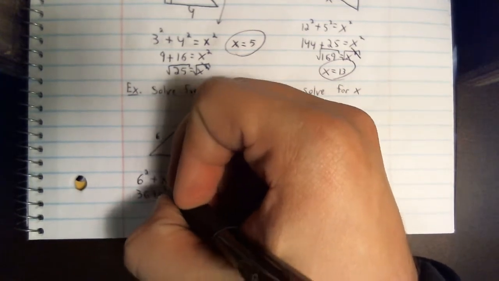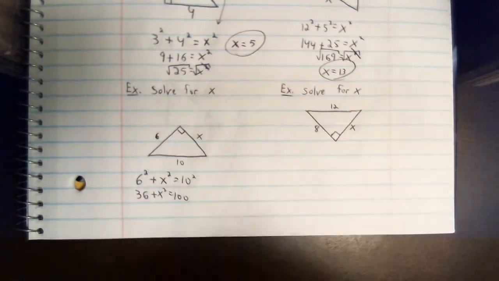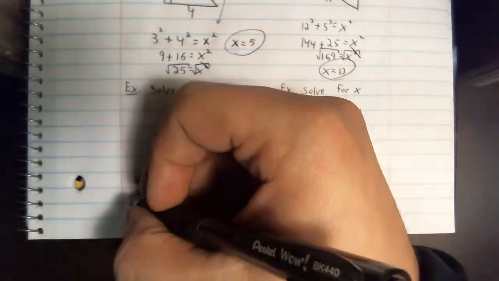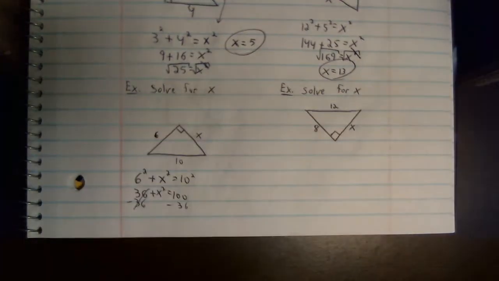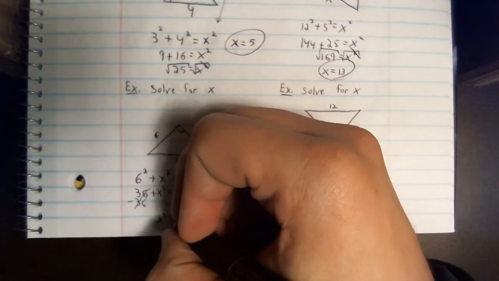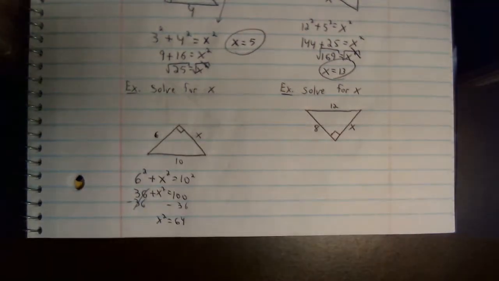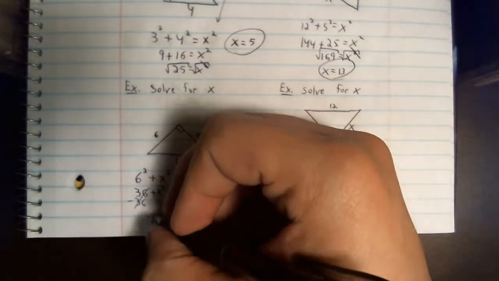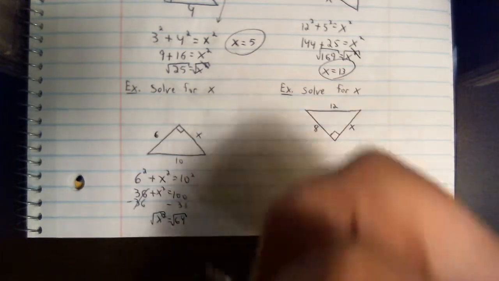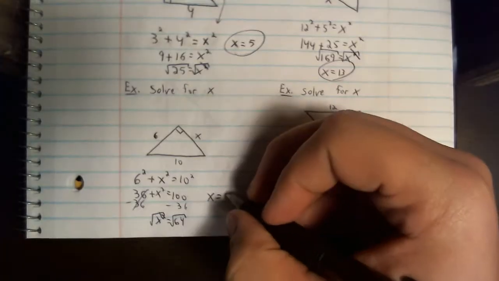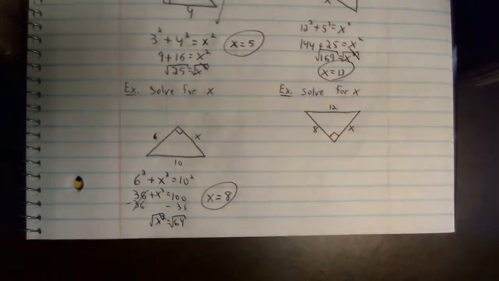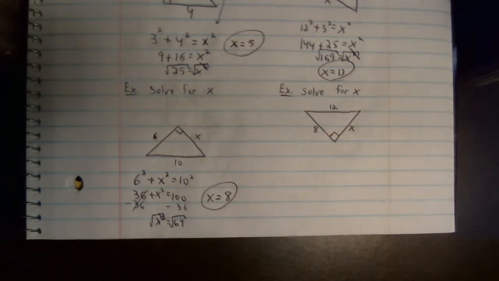36 plus x squared equals 100 when I do all that work out. I need to get my x by itself, so the first thing I got to do is subtract that 36. That's going to leave me with x squared equaling 64. Now I'm pretty close to being done here. All I got to do is get rid of that square. So I'm going to take the root of both sides. That leaves me with x equaling the root of 64, which is 8. So we have our solution here of 8.